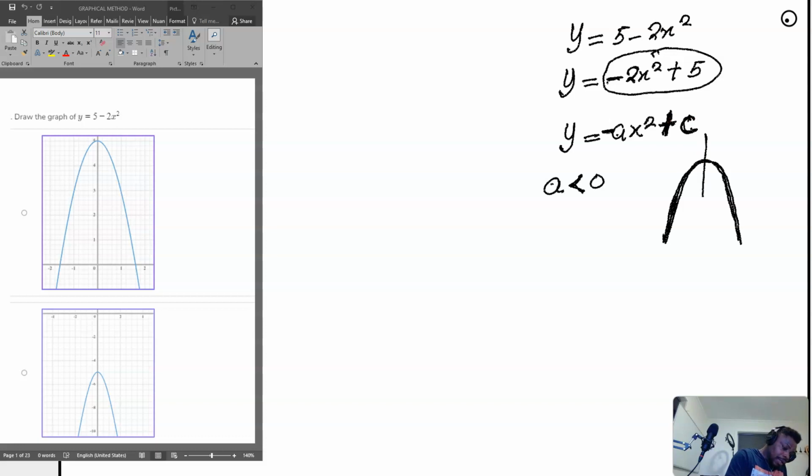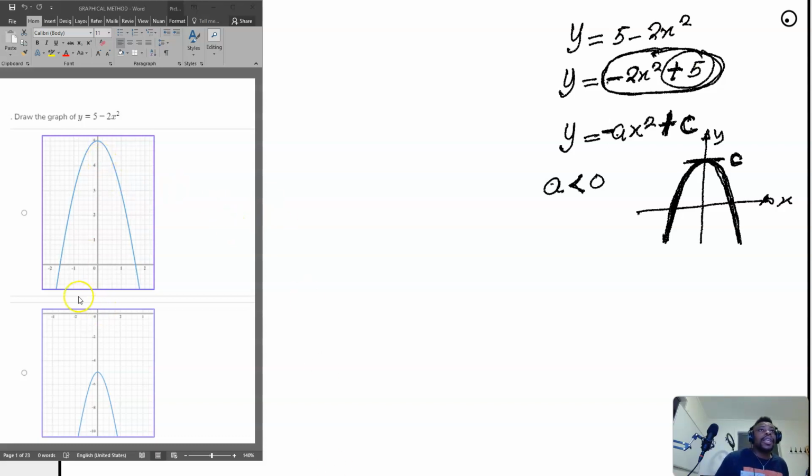So if this is our axis, y and x, your curve is going to cut the y-axis at C. At C. So here, our curve is going to cut the y-axis at plus 5. So let's look at the option that is closing up and cutting the y-axis at plus 5.